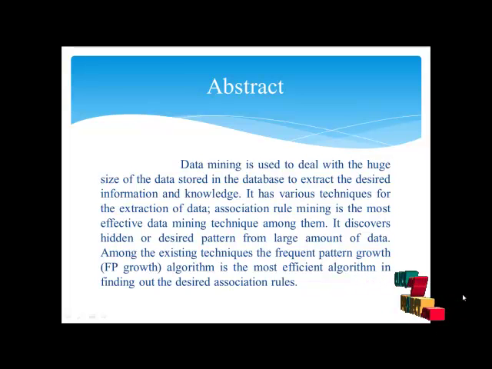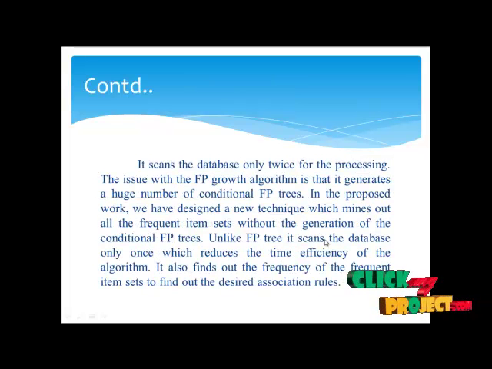Among the existing techniques, the frequent pattern growth (FP growth) algorithm is the most efficient algorithm in finding the desired association rules. It scans the database only twice for the processing. The issue with the FP growth algorithm is that it generates a huge number of conditional FP trees.